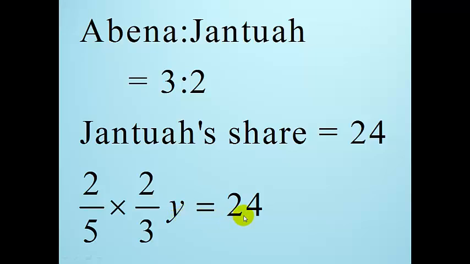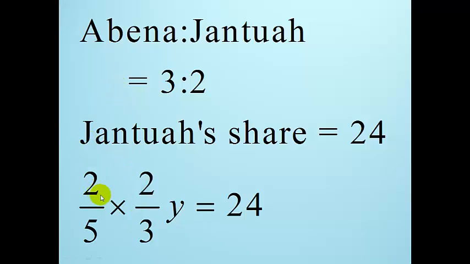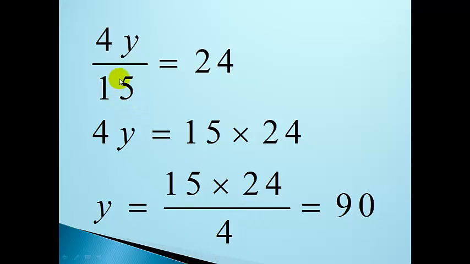Now let's proceed. We have 4y divided by 15 is equal to 24. Where did we get 4y over 15 from? When we go back, we have 2 over 5 times 2/3y is equal to 24. So we multiply 2 by 2, which gives us 4, and 4 times y gives us 4y. When we multiply 5 by 3, the result is 15. That means that 2 over 5 times 2/3y is equal to 4y over 15, which is equal to 24.